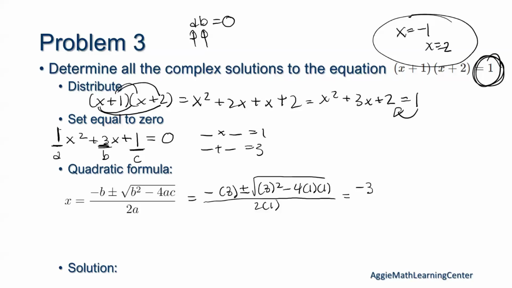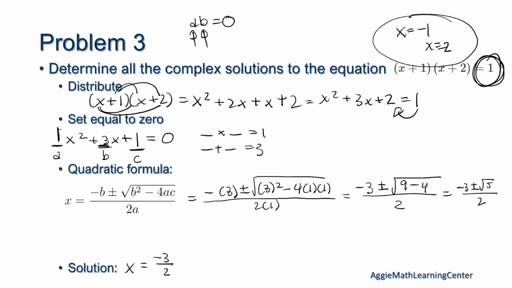So we have negative 3 plus or minus 9 minus 4, all over 2. So that's going to be negative 3 plus or minus 5 over 2. Okay, so those are our roots. So our roots are going to be x is equal to negative 3 over 2.